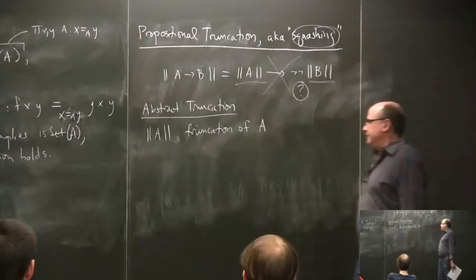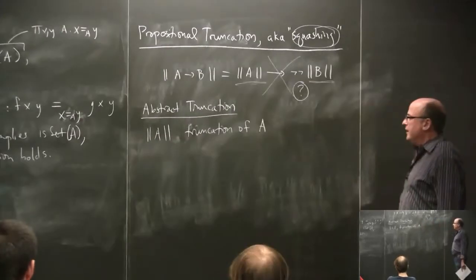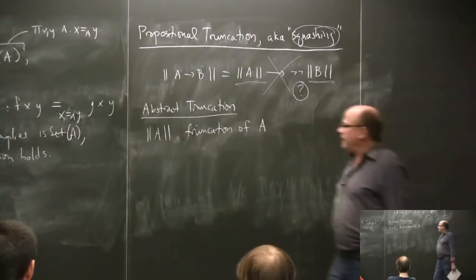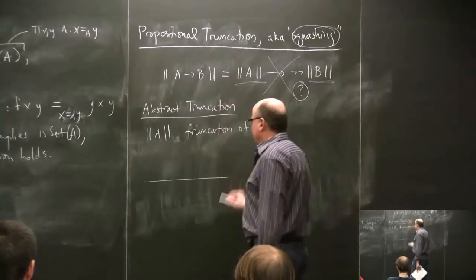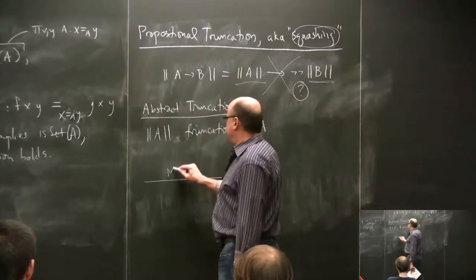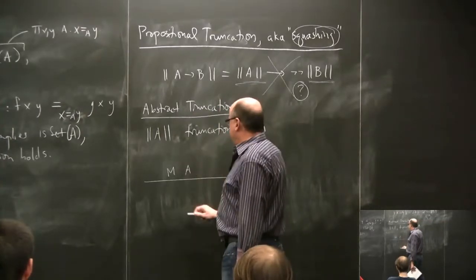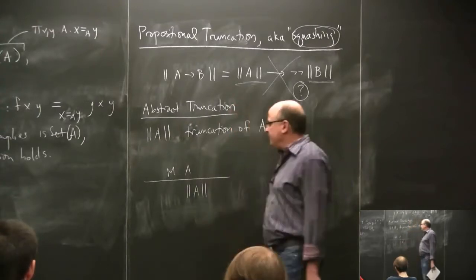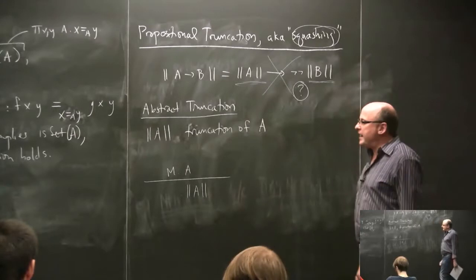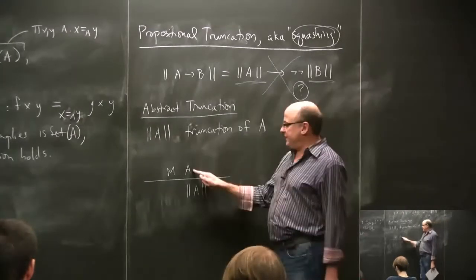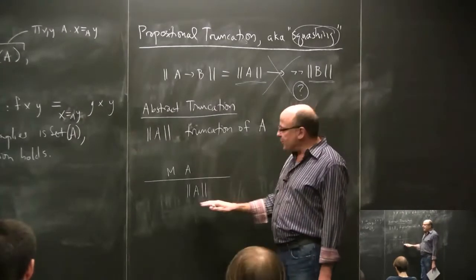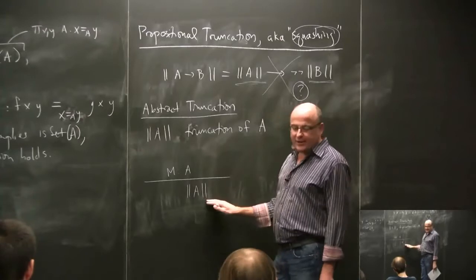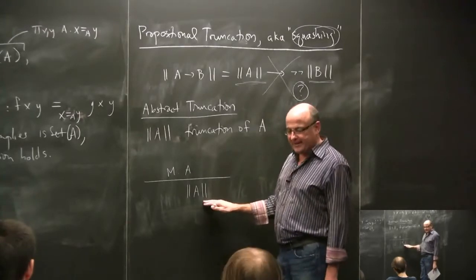Okay? And that's what I'll do. Okay, so we'll define that. And it has an introductory form which says if you have M in A, then something is going to inhabit the truncation of A. So there needs to be some way of saying any inhabited type is inhabited, but it's going to be inhabited in a way that you're not going to care about, okay?